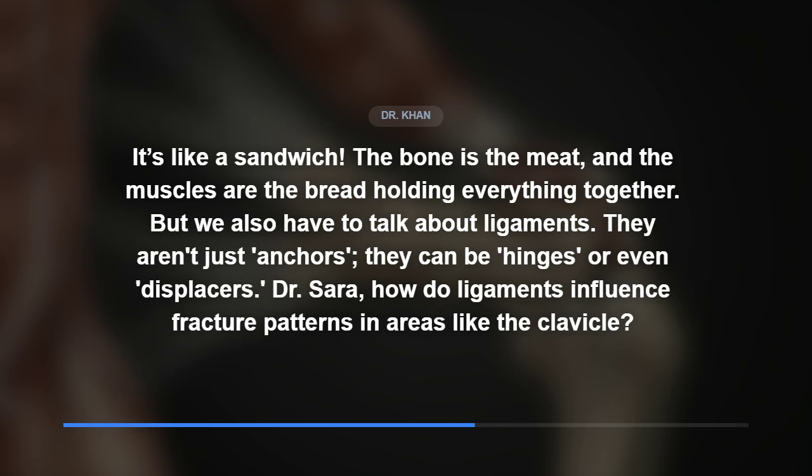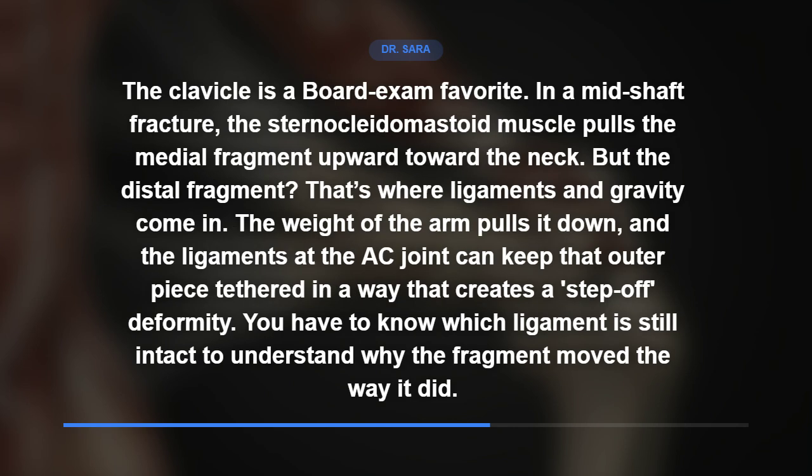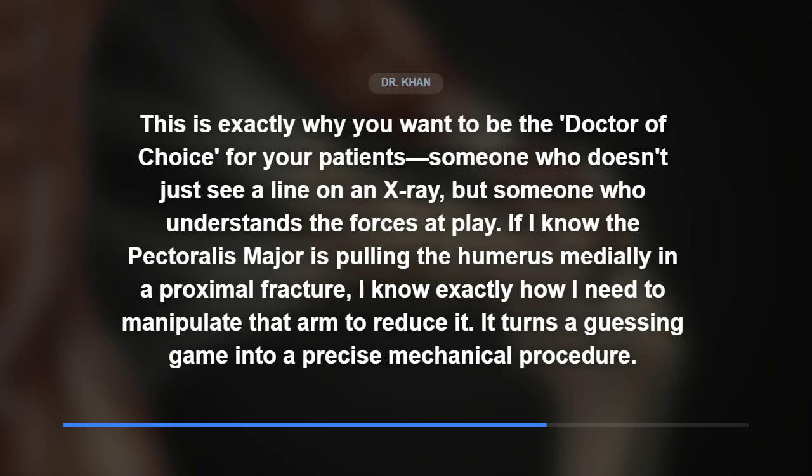But we also have to talk about ligaments. They aren't just anchors. They can be hinges or even displacers. Dr. Sarah, how do ligaments influence fracture patterns in areas like the clavicle? The clavicle is a board exam favorite. In a mid-shaft fracture, the sternocleidomastoid muscle pulls the medial fragment upward toward the neck. But the distal fragment, that's where ligaments and gravity come in. The weight of the arm pulls it down, and the ligaments at the AC joint can keep that outer piece tethered in a way that creates a step-off deformity. You have to know which ligament is still intact to understand why the fragment moved the way it did.